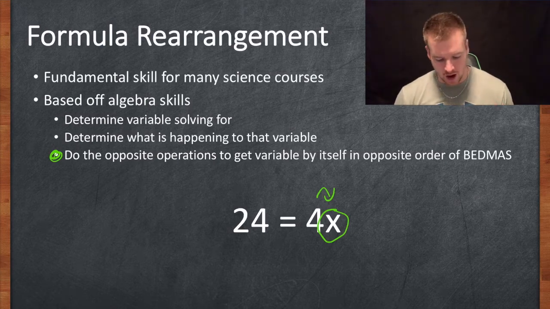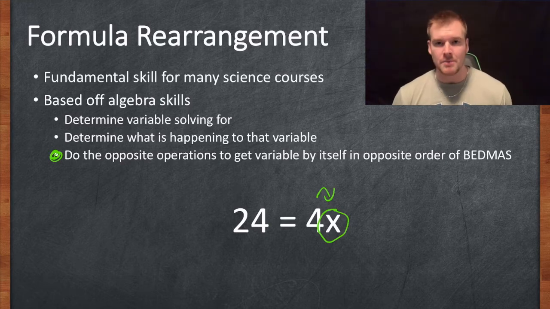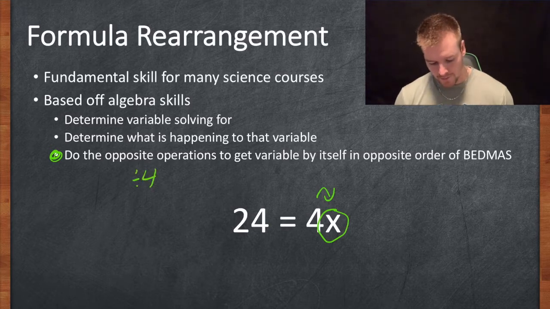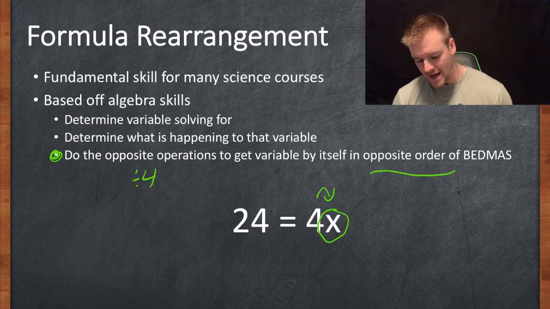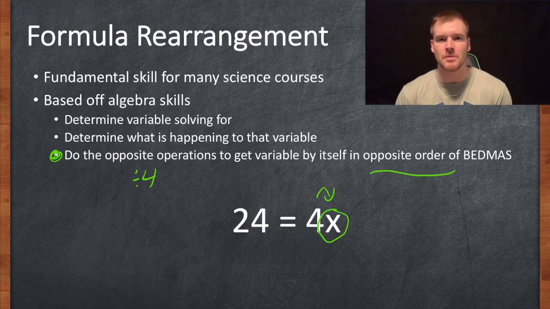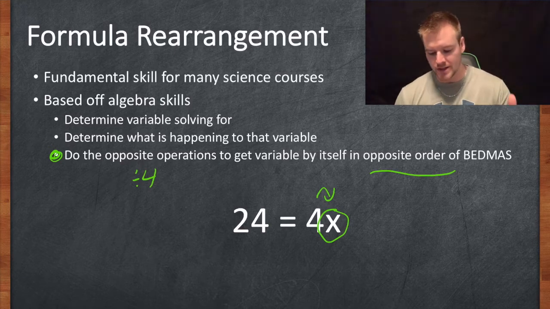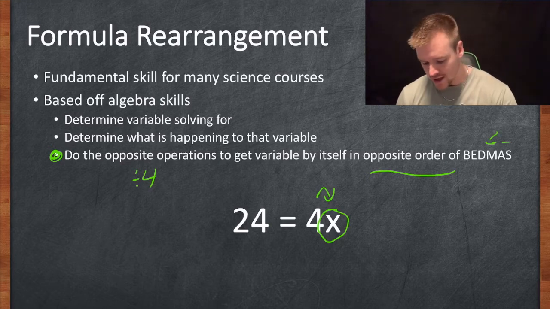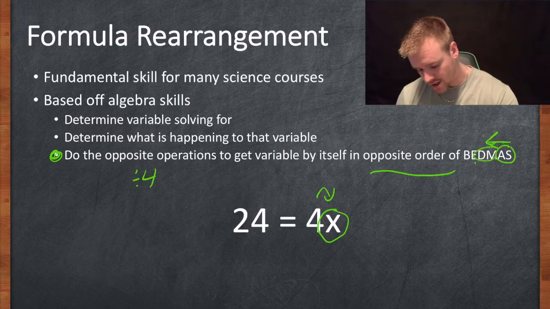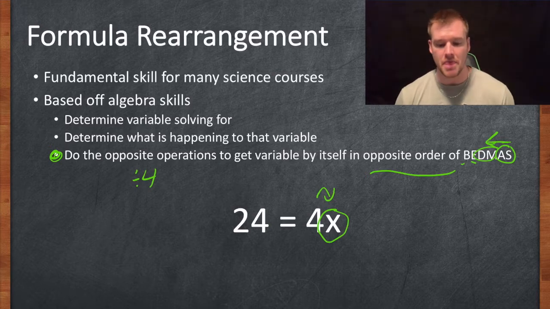First, let's start with the opposite operation. It's being multiplied by 4, so the opposite of that will be to divide by 4. I'm just going to write that here. We need to divide by 4, but in the opposite order of BEDMAS. BEDMAS is hopefully a little bit familiar from math: to solve an equation you go brackets, exponents, division, multiplication, addition, subtraction. But for rearranging, we go backwards in the opposite direction, so it goes addition, subtraction, division, multiplication, then exponents, and then brackets.